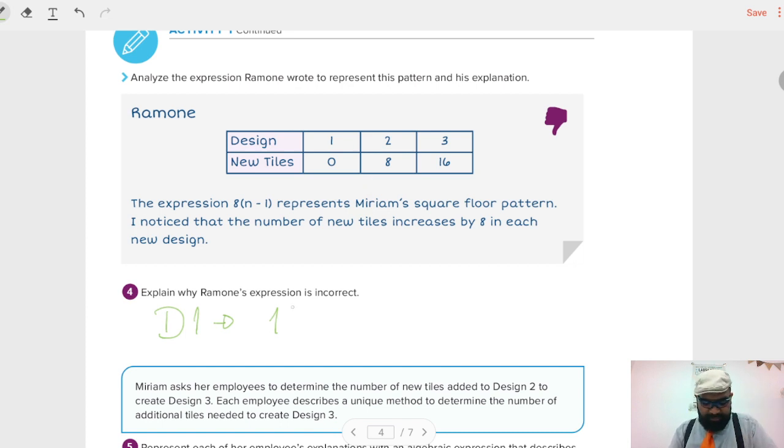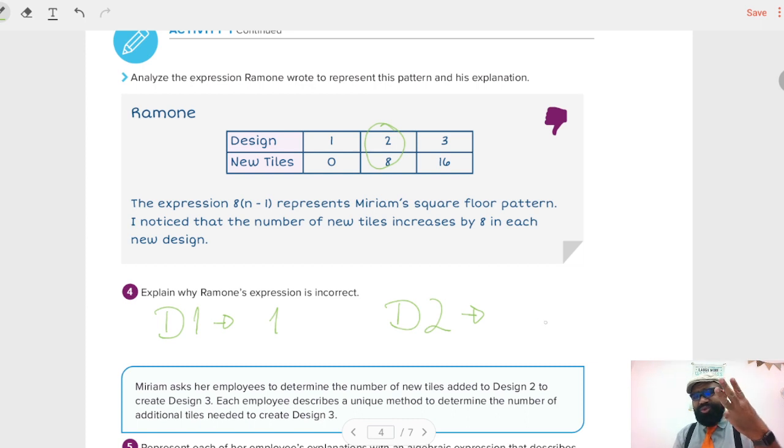Okay, the first one. Design number 2 is 3 tiles. 3 minus 1. Oh, but look, he's telling us design number 2, as you can see here, is number 2. Okay, it's 2 tiles. Do we have 2 tiles on the edge? No. Design number 2, we don't have 2 tiles on the edge.